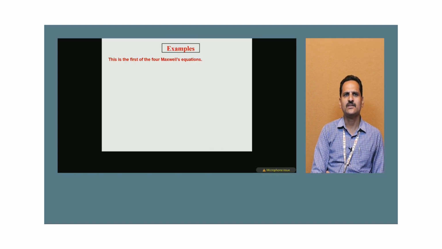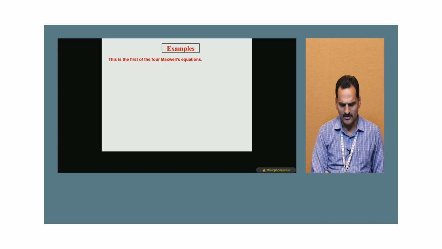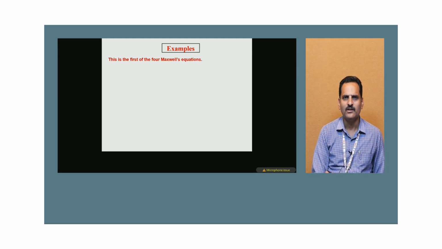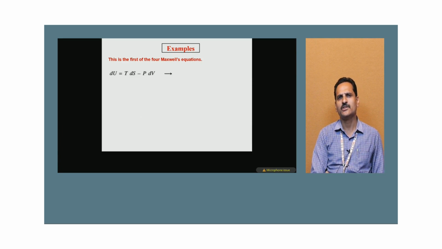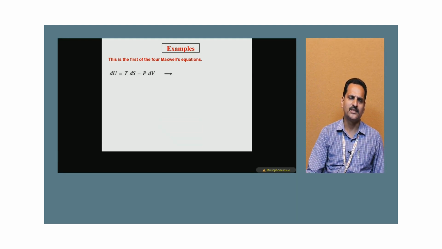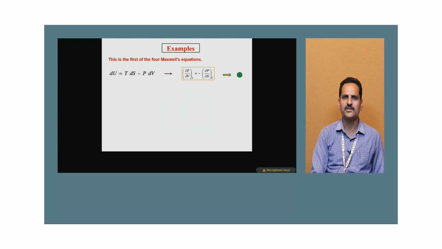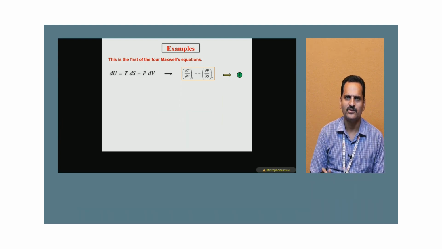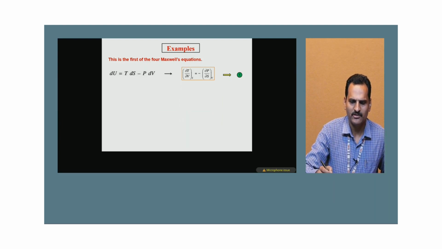So let's start with the first Maxwell equation. As we know, there are four Maxwell equations. Let's start with the first Maxwell equation, from the first fundamental property relation: dU is equal to TdS minus PdV. This is called the first fundamental property equation. That can be converted into the first Maxwell equation.